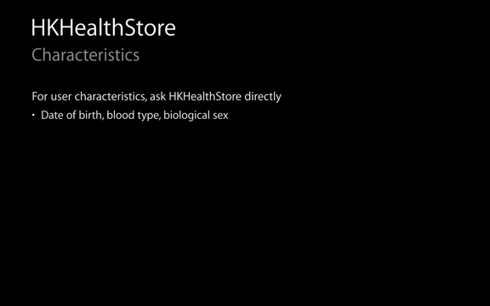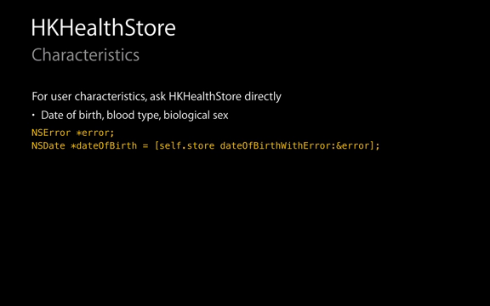So saving data is great, but it's not really any fun unless we can ask for it back, right? HealthKit gives you lots of ways to ask for data. The easiest information to get are characteristics of the user. Because these don't change over time, we really only care about the current value. So you can just ask your health store directly. Here's an example of us asking our health store for the user's date of birth.